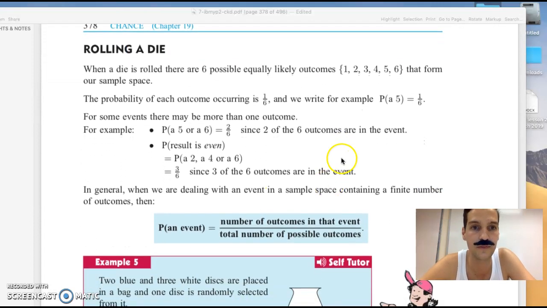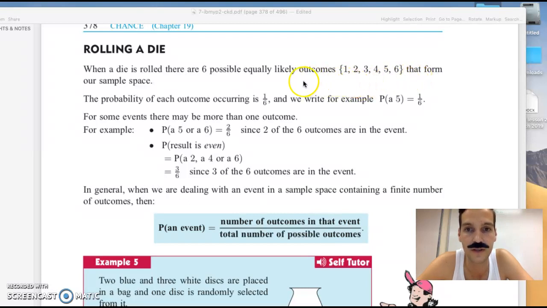So let's have a look here. When a die is rolled, there are 6 possible equally likely outcomes: 1, 2, 3, 4, 5, and 6 that form our sample space. So we've done that before. That is how you would represent the sample space for a die. The probability of each outcome occurring is therefore 1 over 6. There's a 1 over 6 chance of landing on a 1. There's a 1 out of 6 chance that it lands on a 2. There's a 1 out of 6 chance that it lands on a 3. And then the same for 4, 5, and 6.